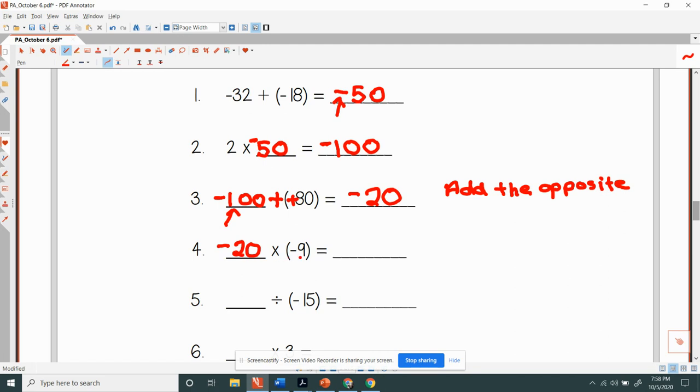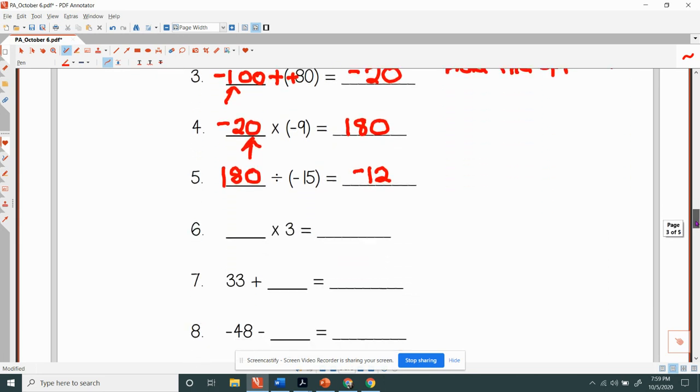Now I have a negative times a negative. Negative 20 times negative 9. Remember, when you're multiplying anything that ends in a 0, we can do 9 times 2 is 18 and just add the 0. And because it's a negative times a negative, the answer is positive. And we do not put the positive sign. That's an invisible positive. But now we need to put the 180 here, positive 180, and divide it by negative 15. Positive divided by a negative is a negative. So 180 divided by 15 is 12. Positive divided by a negative is a negative.